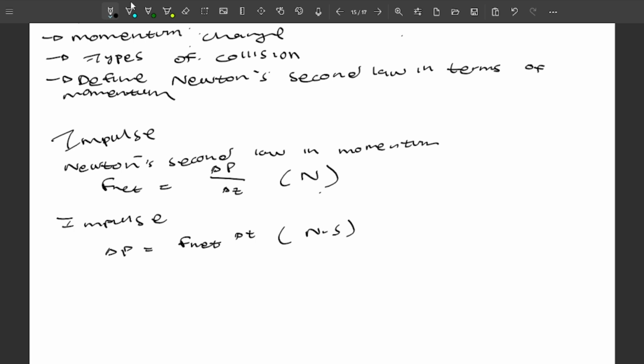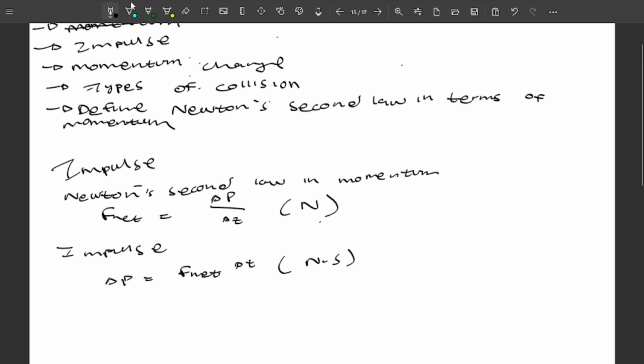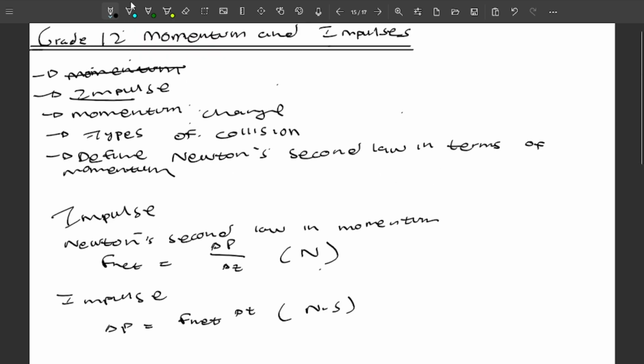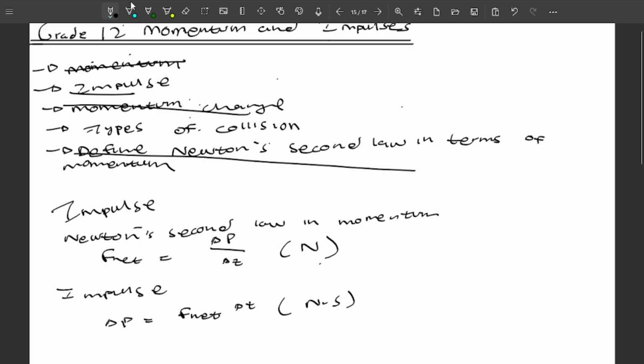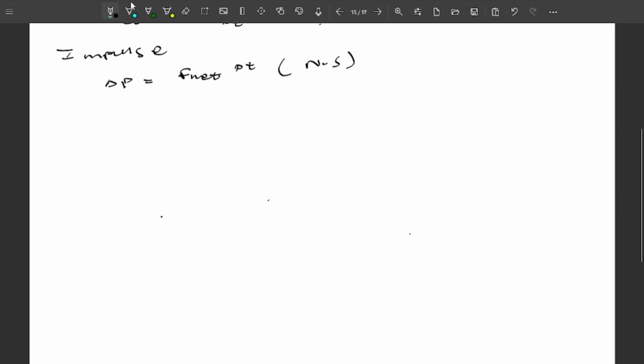Now I want us to talk about collisions since we're reaching the end. We're done with this, and we're done with this. Now there are two types of collisions that we have to know: elastic collisions and inelastic collisions.